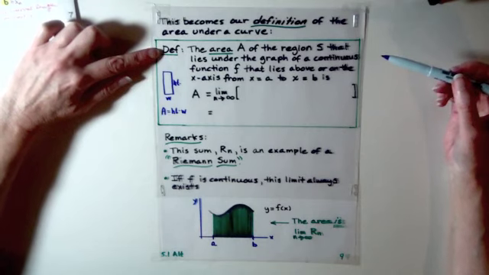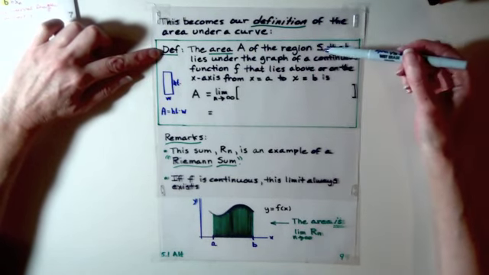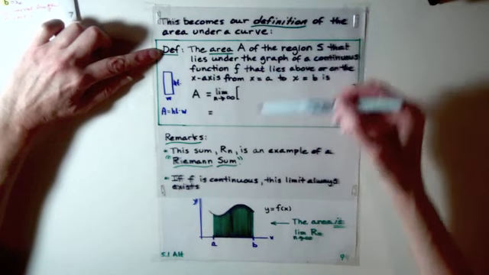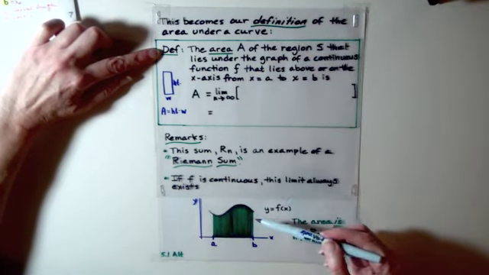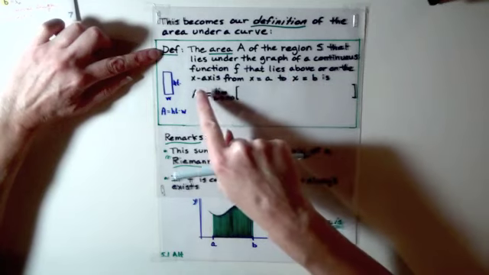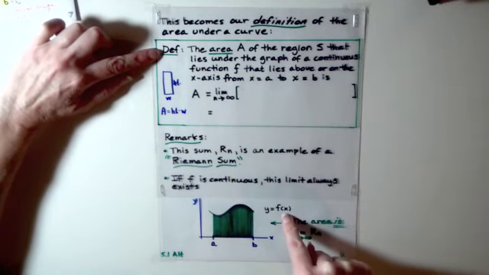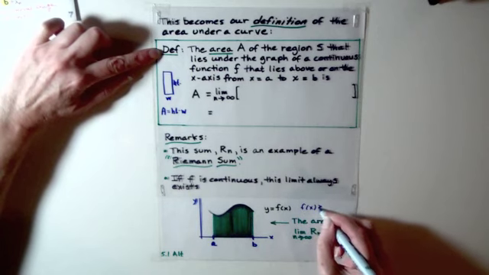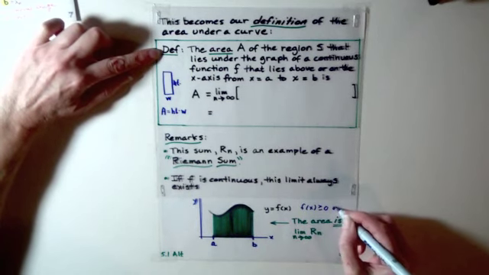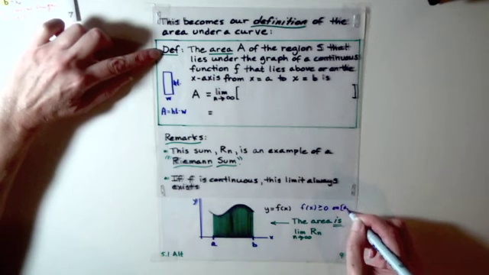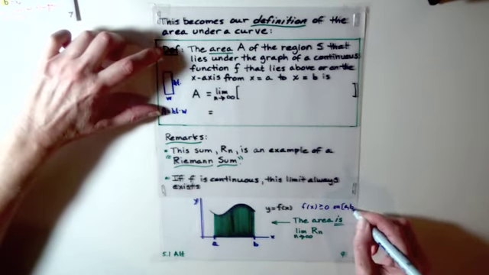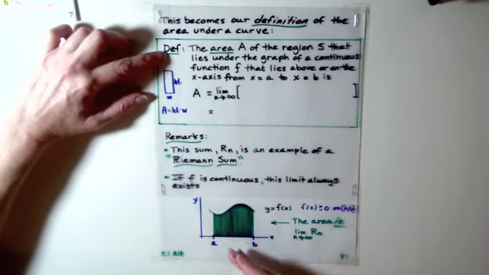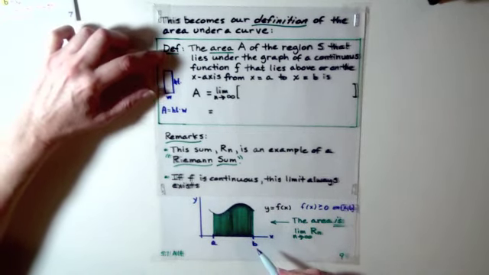It says, definition: the area A of the region S that lies under the graph of a continuous function f, so here's our continuous function f, that lies above or on the x-axis. In other words, f of x is greater than or equal to 0. That's another way to say it. On that interval from a to b. That's what we mentioned earlier, that it's continuous and is above or at worst on the x-axis, not below the x-axis on the interval from a to b.